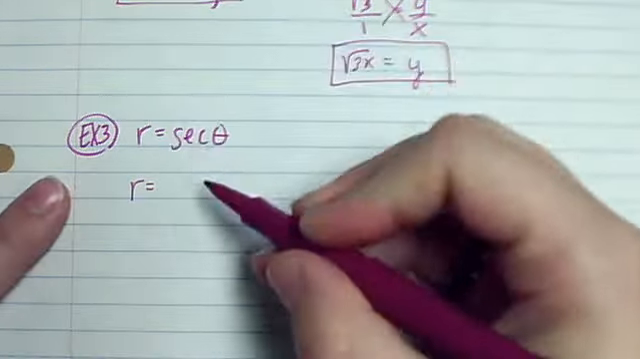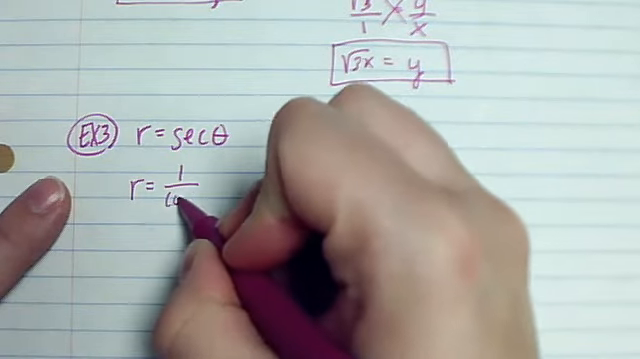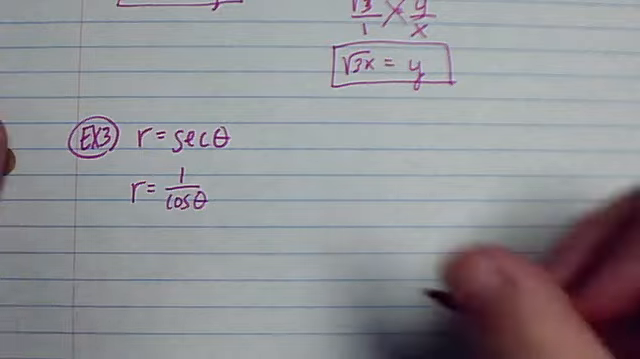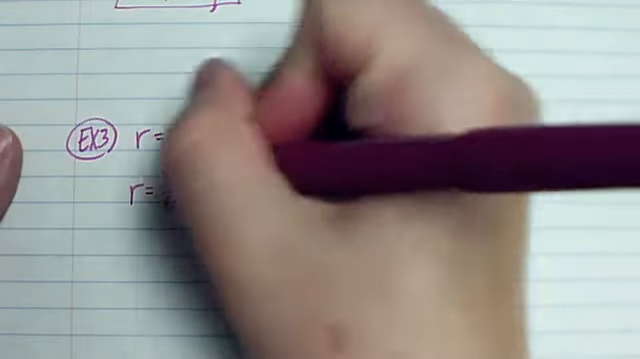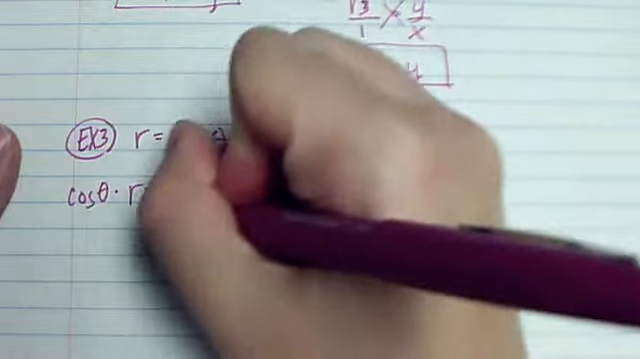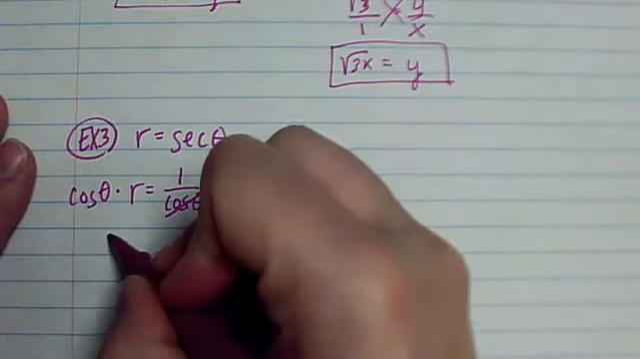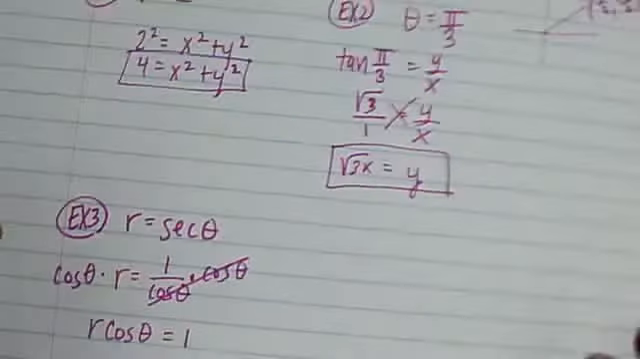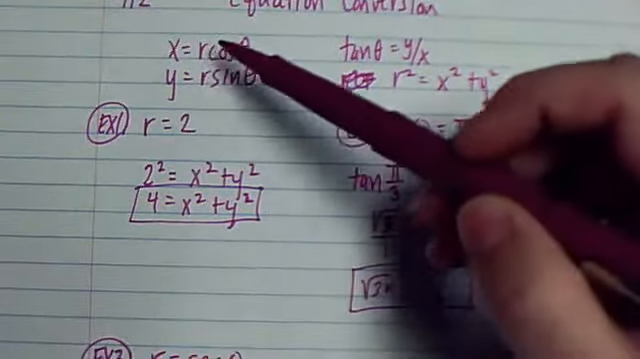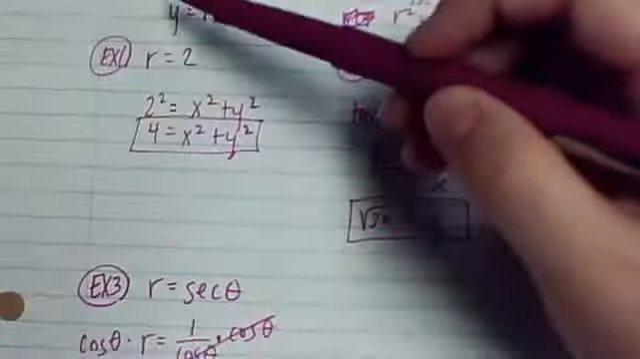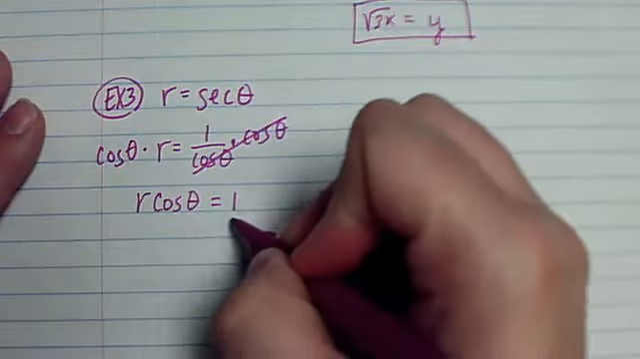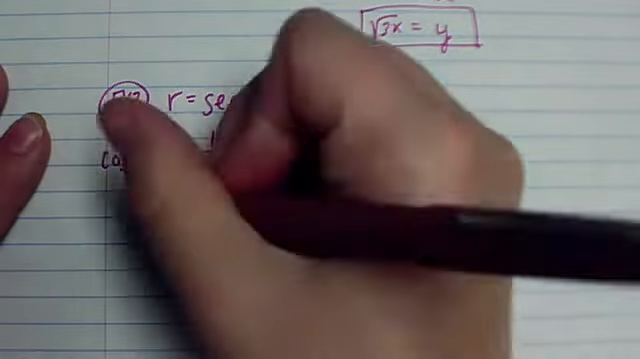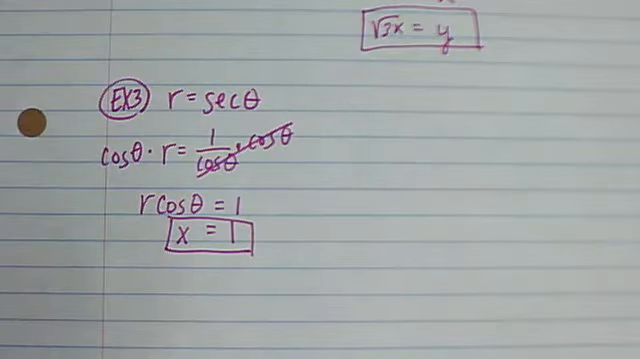So r equals, well, secant is the same thing as 1 over cosine theta. Okay. And if I want to get rid of this fraction, I can go ahead and multiply by cosine theta on both sides, so that gets rid of that. So then I could rewrite this as r cosine theta equals 1. And if we go back up to what we had to begin with, oh look, there's r cosine theta, and that was equal to x. So basically, I just take this as x, because that's what it says at the beginning, equals 1. Eliminated the r, eliminated the theta.